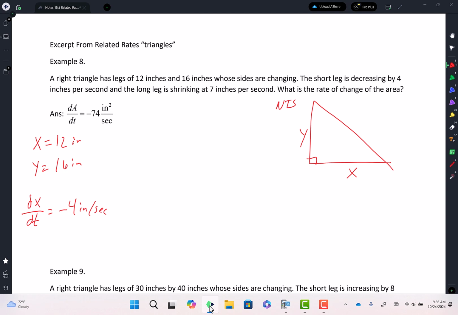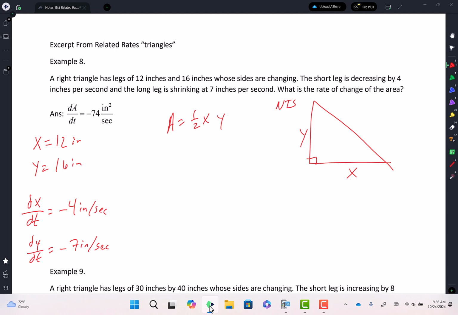And the long leg is shrinking. So dy dt is negative 7 inches per second. What is the rate of change of the area? Okay, area: 1/2 x times y.